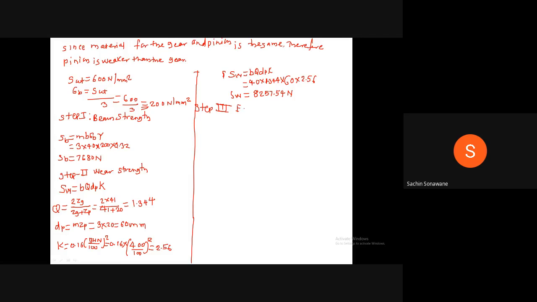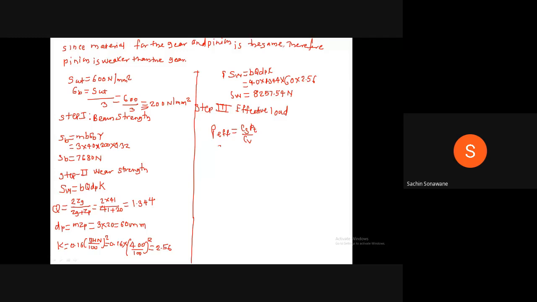Effective load. What is the formula of effective load during the initial stage of gear design? We have seen P effective is equal to CS into PT upon CV. We will calculate P effective in terms of PT. CS we know, CS is equal to 1.75, and the value of CV we will calculate.